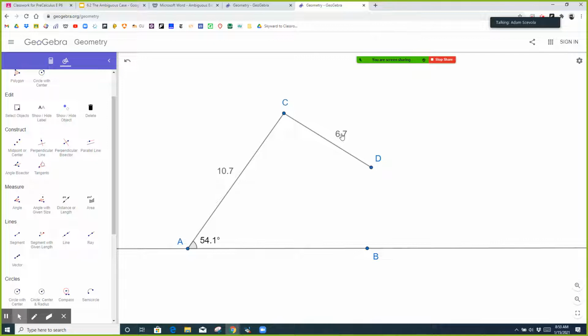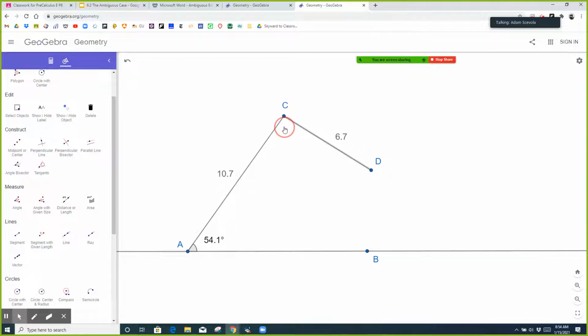Now, this represents the angle side side case because I am given an angle right here and I'm given two sides. And it's not side angle side because I'm not given the angle in between the two sides. If I knew angle C, then it'd be side, angle, side, but it's angle side side.